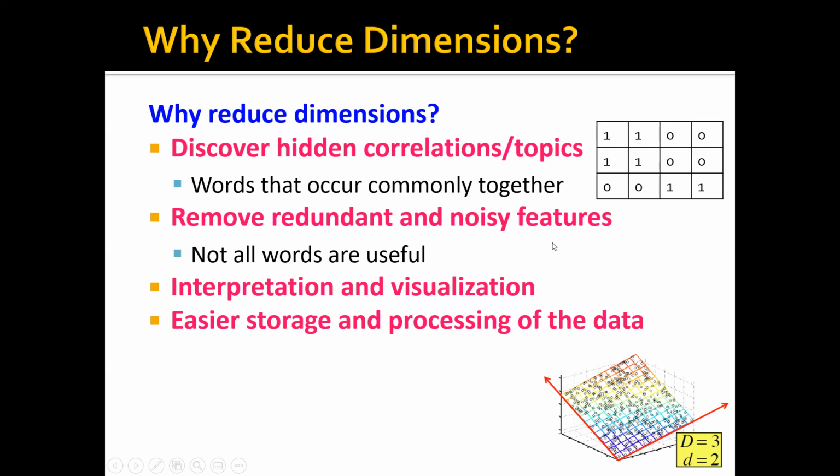The second reason that we want to reduce dimensions is that we may want to remove redundant or noisy features because not all words are useful. And the third one, naturally, is for interpretation and visualization. Imagine you have a large matrix where each data point is very high dimension, like 100 dimensions for each data point. There's no way you can look at the data. But if we can reduce the dimension from 100 to 2 or 3, then you can readily plot these data on the screen to visualize them, and you can discover some patterns from these plots.